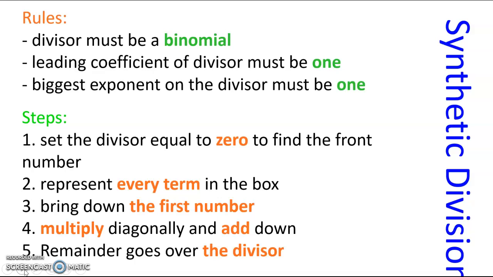Synthetic division of polynomials is essentially just a way of dividing polynomials if your divisor, the smaller polynomial, is a binomial with a leading coefficient of 1, and the biggest exponent has to be 1. These are the rules for synthetic division. Not every two polynomials can be divided using synthetic division. And then you have the steps here.